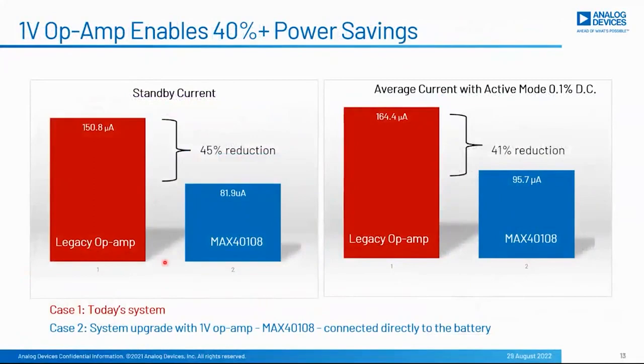This slide shows the power reduction through MAX40108 using a 1.5 volt battery compared to a legacy 1.8 volt op-amp. The red shows the system in standby, and the current for the legacy op-amp in standby mode on the left side, and on the right side, it shows the current used by the same op-amp in active mode with 0.1% duty cycle. And the reduction is about 40% or more.